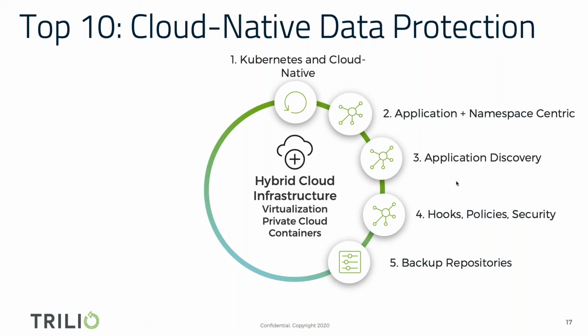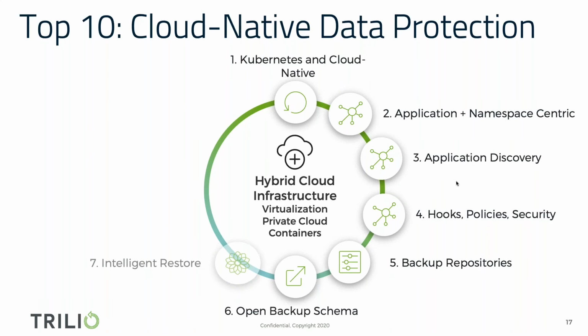You want different or multiple choices for backup repositories. These can be object storage, AWS S3, on-prem S3, or Azure Blob. Also providing choice with file-based storage. You want to make sure that your data is accessible even without the vendor being in the picture, so an open universal backup schema. And then being able to do intelligent restores. You backed up everything, but you might only want to restore a piece of it.